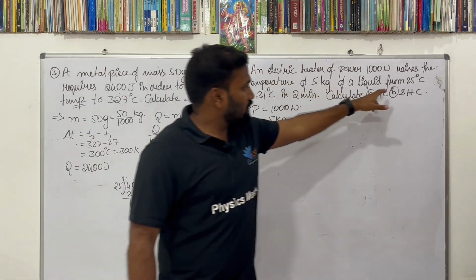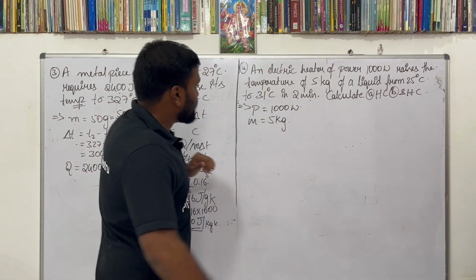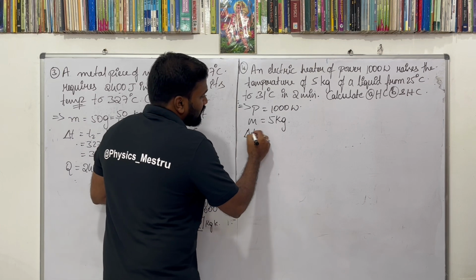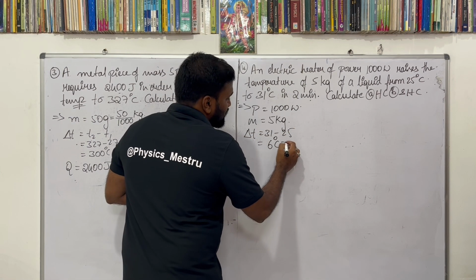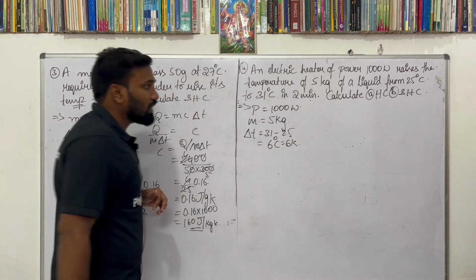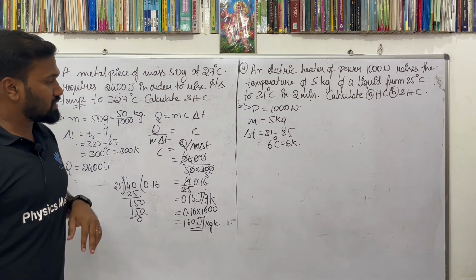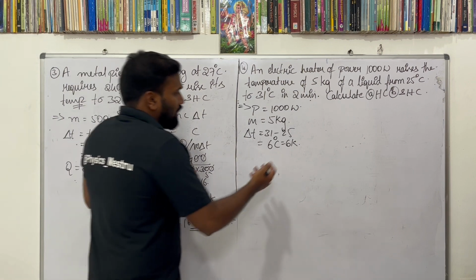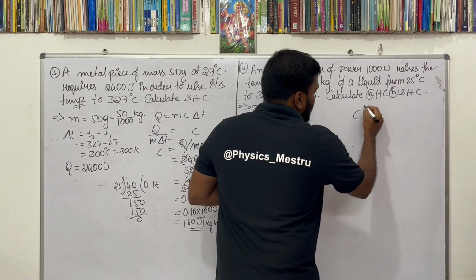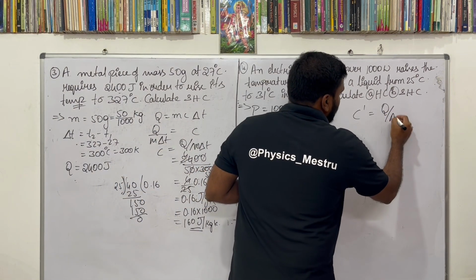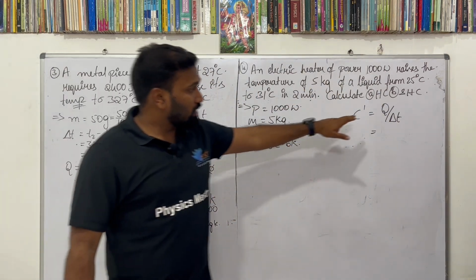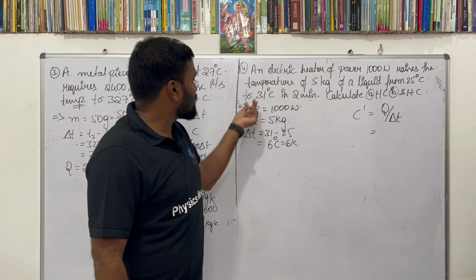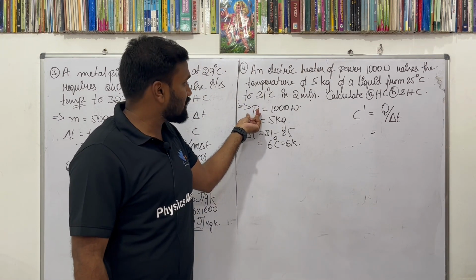From which temperature to which temperature? Yes, from 25 degrees Celsius to 31 degrees Celsius. Therefore delta T is equal to 31 minus 25, which is nothing but 6 degrees Celsius or 6 Kelvin. Both we can write. Correct? Yes. So now we have to calculate the value, that is C dash, which is nothing but Q divided by delta T, but here we don't know the value of Q. In order to get the value of Q, they have given some different quantity, which is nothing but power.